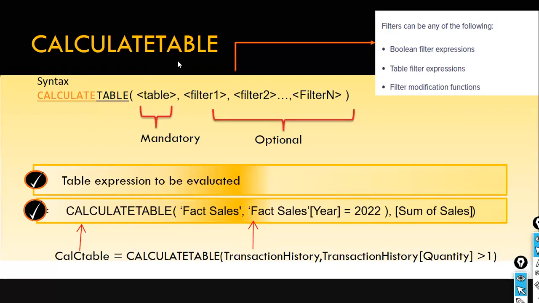As the name suggests, in the case of CALCULATETABLE, it takes the first argument as a table because the CALCULATETABLE function returns a table. And then, like the CALCULATE function, you can apply any number of filters. It can be a combination of Boolean filter, table filter, or filter modification function.